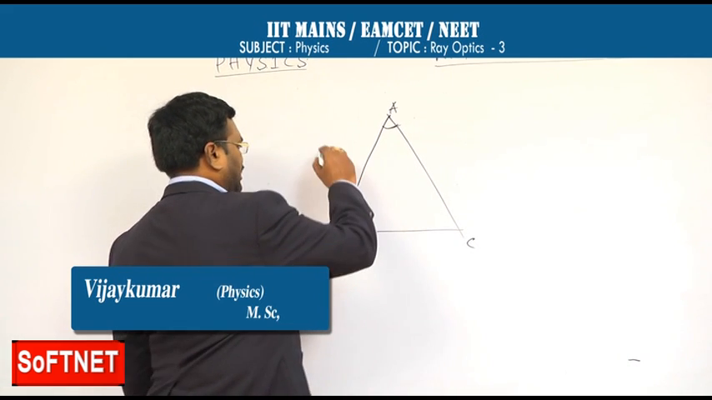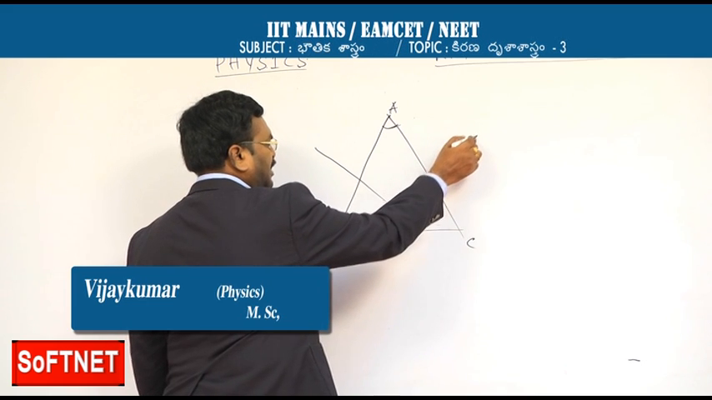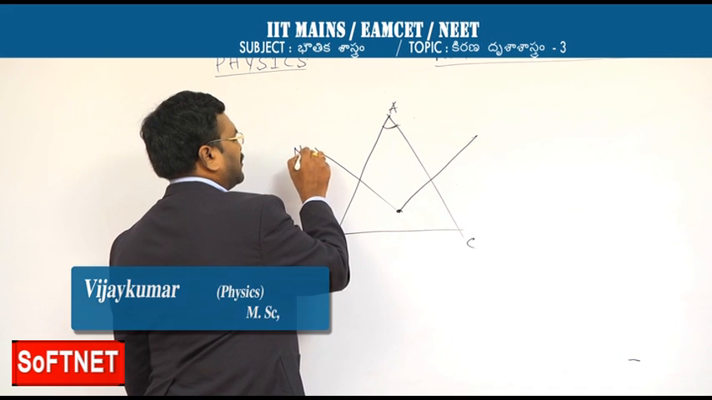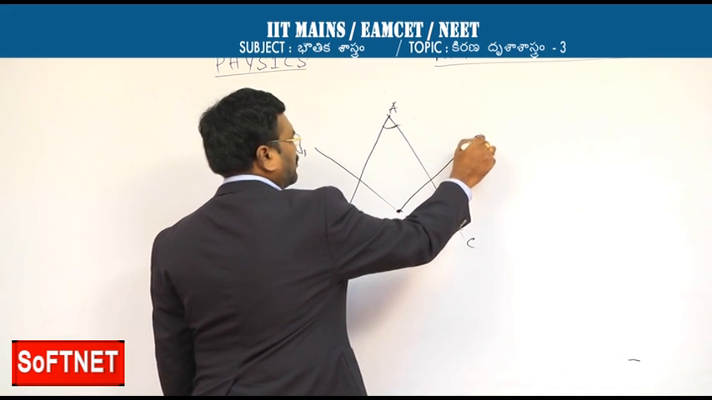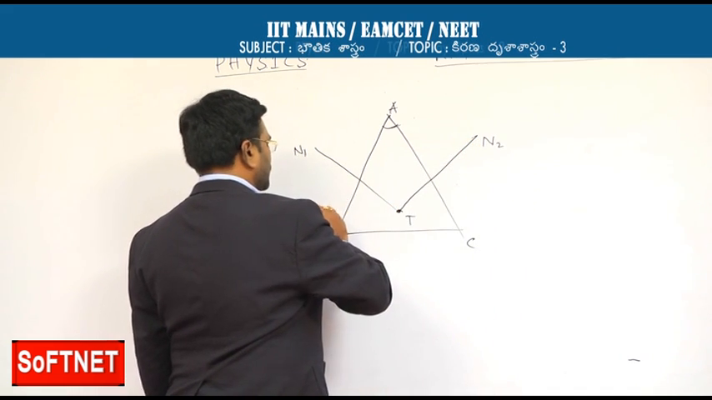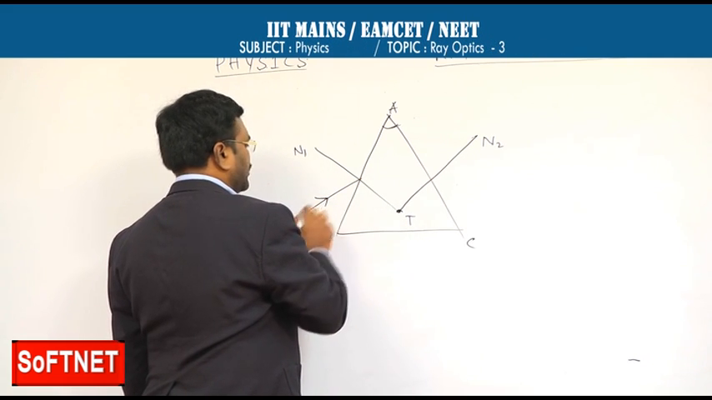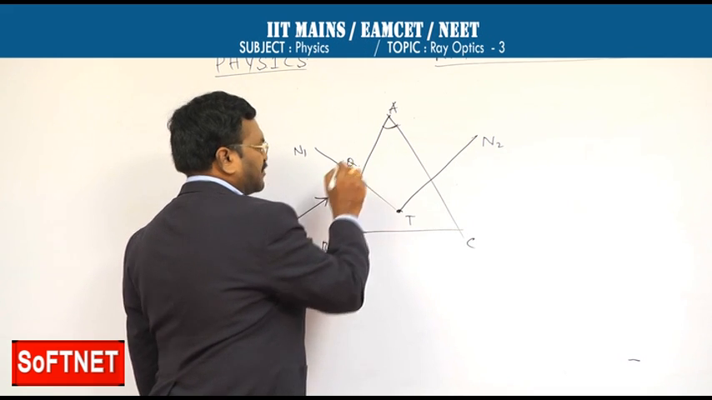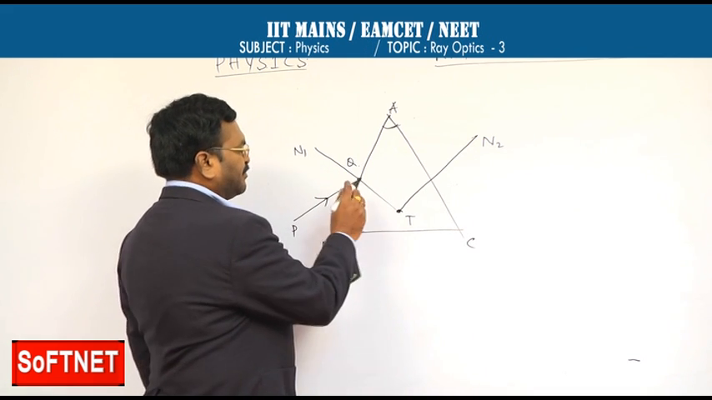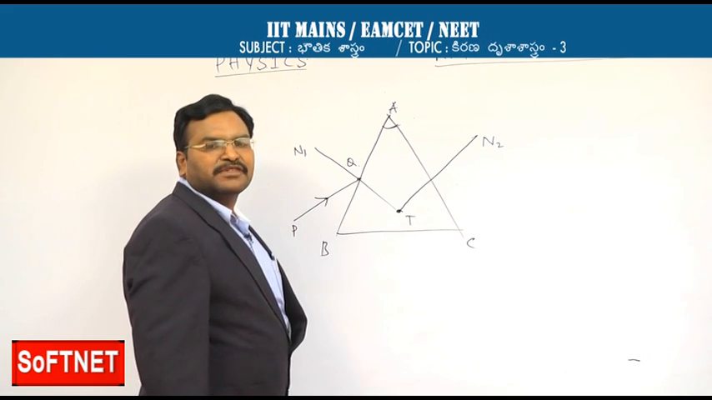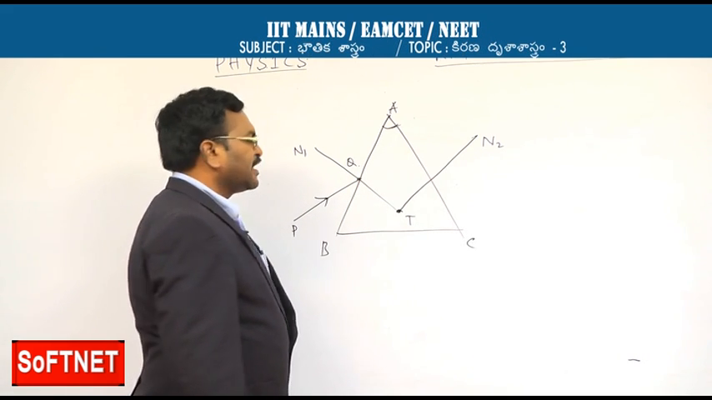ఇక్కడ మనకి ఈ N1 N2s here N1T N2T are normals. Suppose a ray of light PQ incident on the first refracting surface. On that time what happened? It refracts. Refraction means what? వక్రీభవనం.